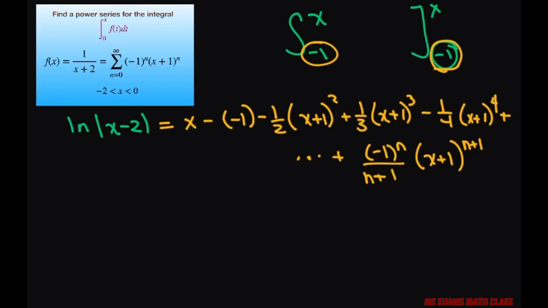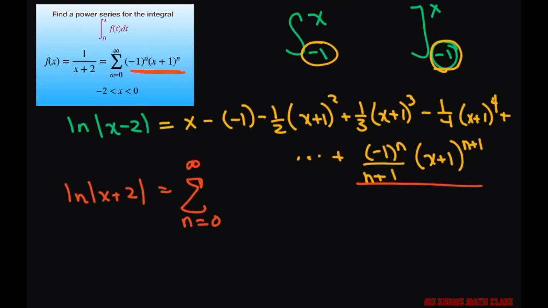Now, this is going to equal the ln of x plus 2, plus, for this piece here, the sum as n equals 0 to infinity. And you just copy this down: (-1) to the nth power divided by n plus 1 times (x plus 1) to the power of n plus 1. And our interval of convergence, again, is from -2 to 0.